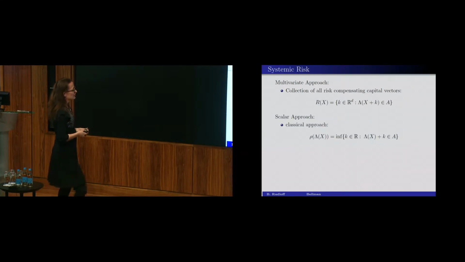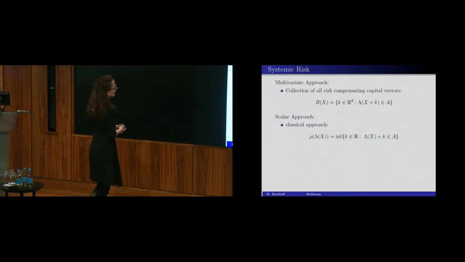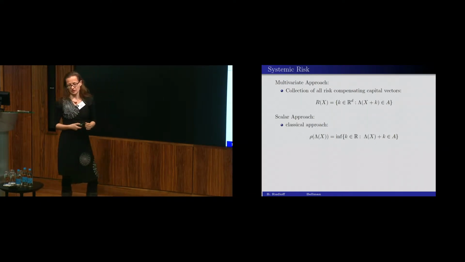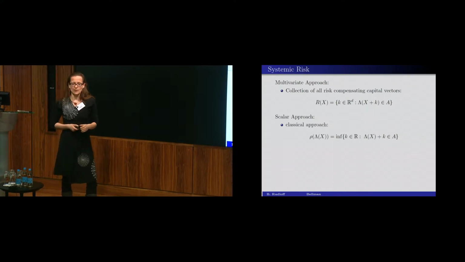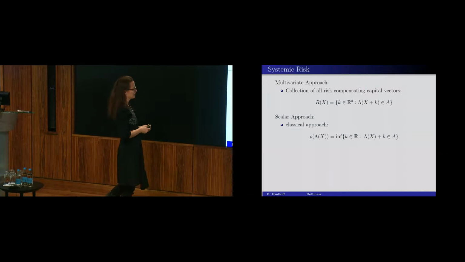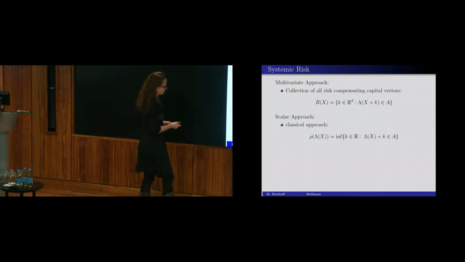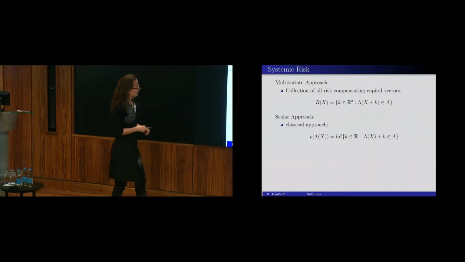Let us compare this to a lot of the approaches that I've seen in the literature on systemic risk. Of course, I'm not the first one to talk about systemic risk measures, so there have been a lot of papers on that. But up to now, most of the papers used the following approach: they looked at the aggregated risk, so they aggregated the vector x, applied an aggregation function to it, and then used a usual scalar risk measure applied to this aggregated risk.